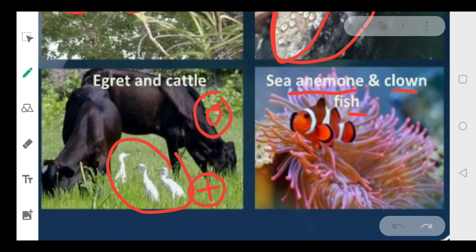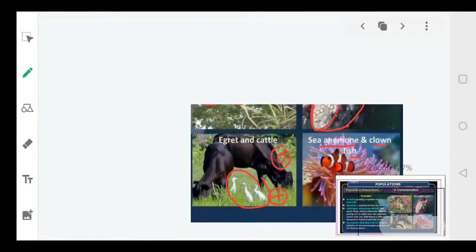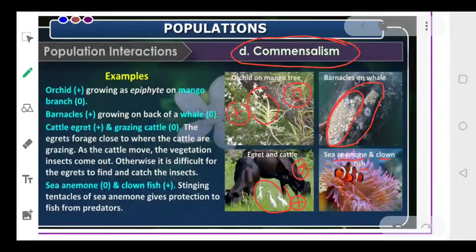Clear? So this fish derives protection from the predators because the predators will stay away from the stinging tentacles of the sea anemone, while the sea anemone does not derive any benefit from this clownfish. So such a relationship where one species derives the benefit and another remains unaffected is referred to as commensalism.